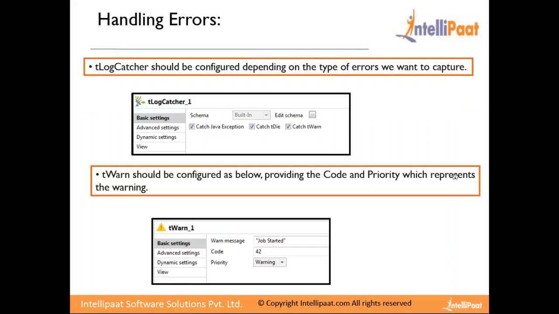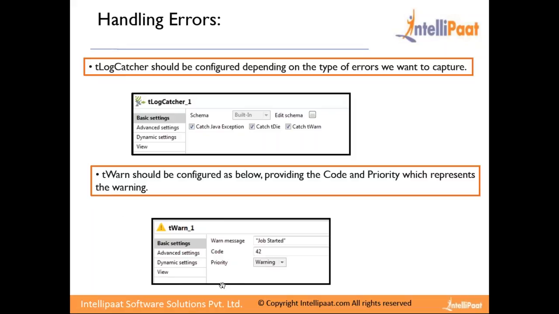Okay. So these are the ways in which tLogCatcher helps us to capture the error messages. It captures Java exceptions, tDie and tWarn. So if you don't want tDie or tWarn, you can uncheck it. If you don't want the Java exceptions, you can also uncheck that. Based on your requirement, you can select whichever error message this tLogCatcher should capture. It will capture it and send it to you.